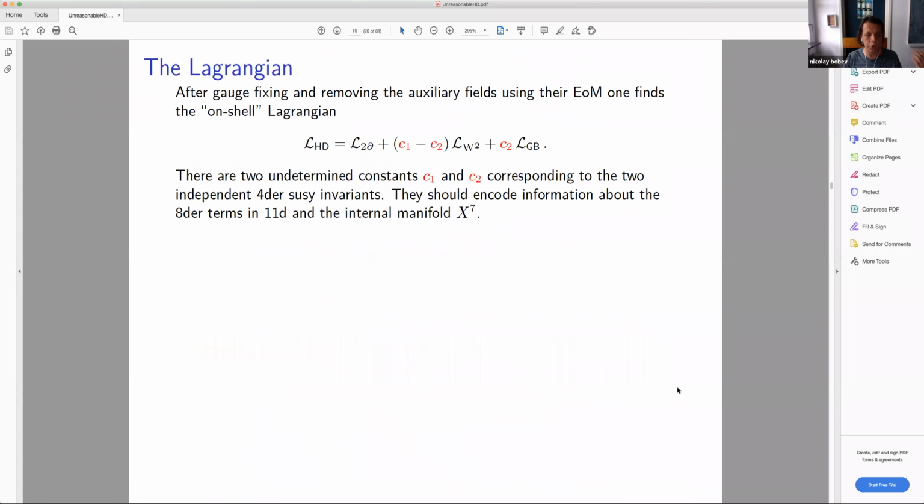And here are some equations, which are essentially the outcome of all of this analysis. When you do all of this, you obtain an action, which I'll call L_HD. HD here includes up to four derivatives. The first term is the usual two-derivative action, and then there are two extra invariants, and they have arbitrary constants in front. I call them C1 and C2. If I were powerful enough to begin with M theory, include all corrections to M theory and reduce on some manifold X7, I could in principle compute these constants, but I'm not going to do that. I will keep them arbitrary, and I will keep in mind that eventually they will be determined by the specifics of this manifold and the specifics of the corrections to 11D supergravity.